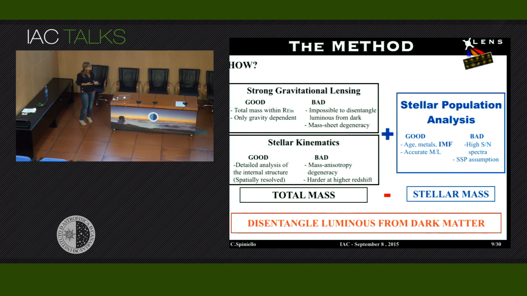From the strong gravitational lensing point of view, we need HST, because we need high spatial resolution, and we need to solve the mass shift degeneracy, and we really have to correctly analyze the system. From the stellar population analysis point of view, we have to pay a lot of attention to the IMF, because it's crucial to determine the mass to light ratio, and in order to do that, we need high signal to noise spectra, and obviously good simple stellar population models.